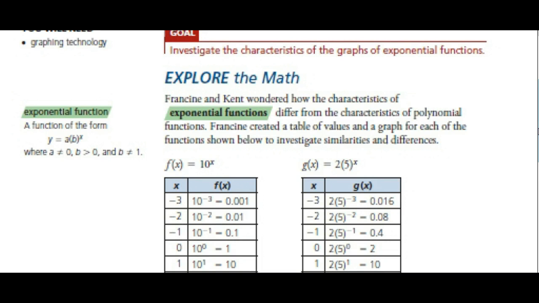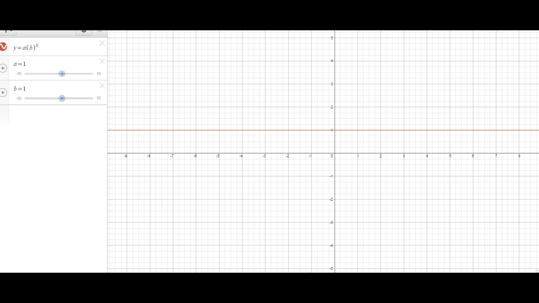So here's what happens if b is equal to 1. Right? So if b equals 1 and a is 1, you just have a flat line, right? Because it's just y equals 1, right? 1 to the power of anything is 1. It's okay. So we don't want b to be 1. So let's change b. Let's make it 2. Okay. So there's y equals 2 to the power of x.